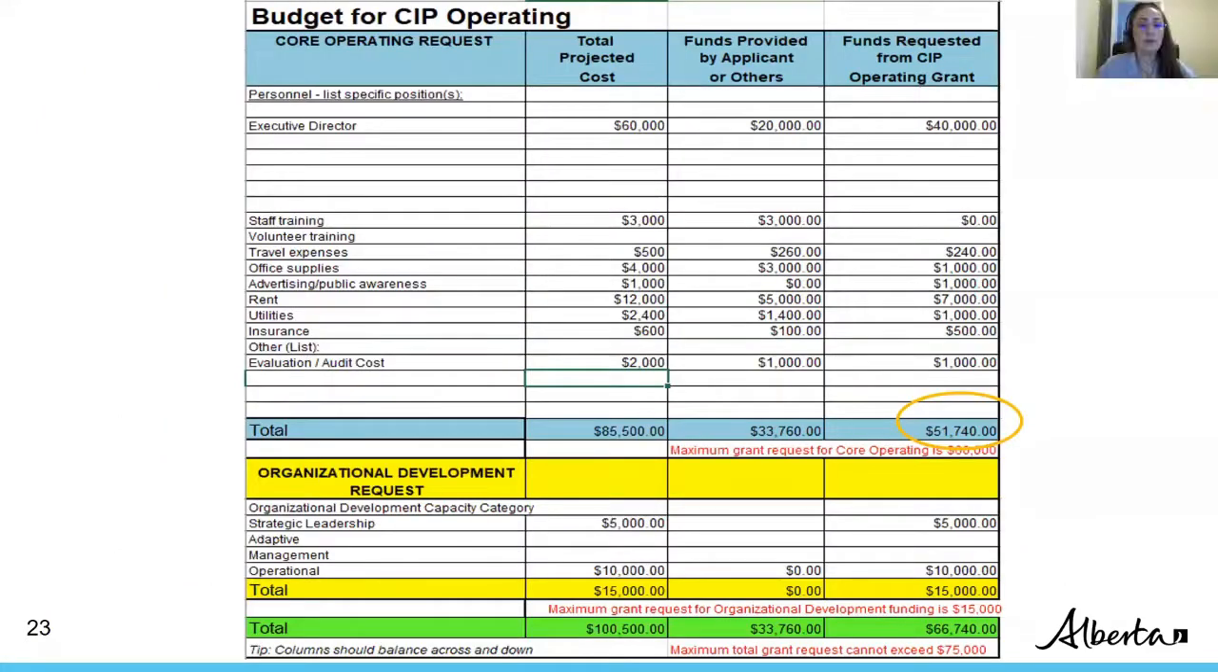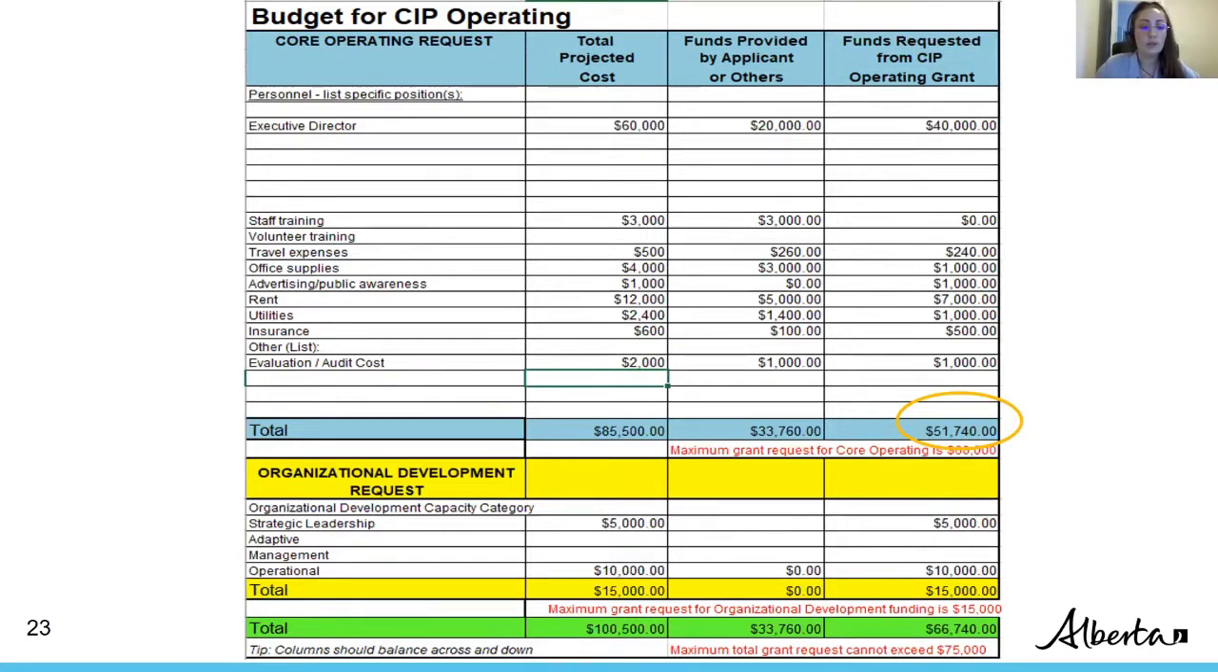This is a sample of the CIP operating budget form. On this form, you should show the total projected cost for the position or operating cost you are requesting. You do not have to show your total operating budget for your organization on this form, only the piece or pieces you are applying to CIP operating for.